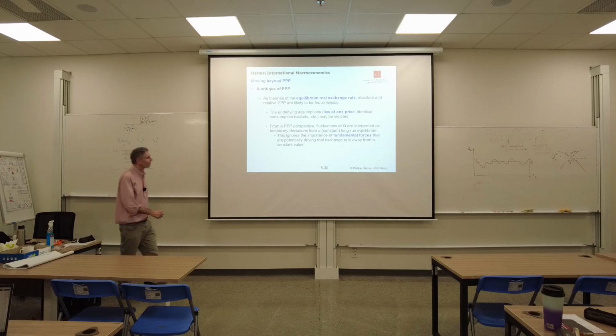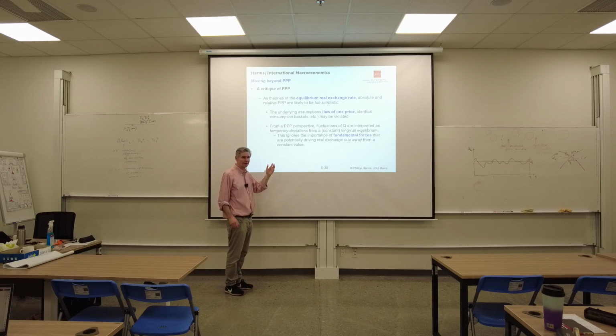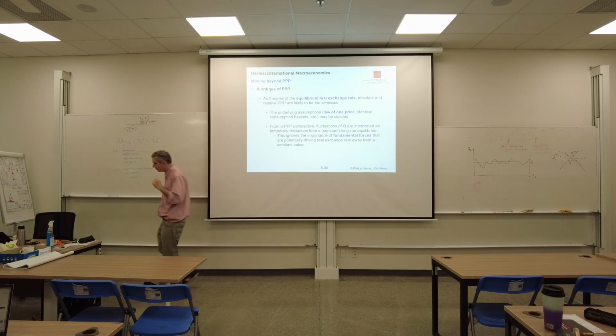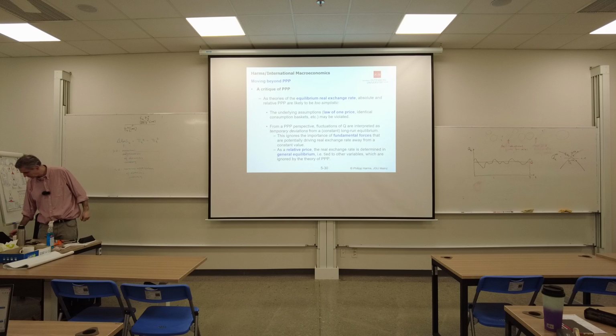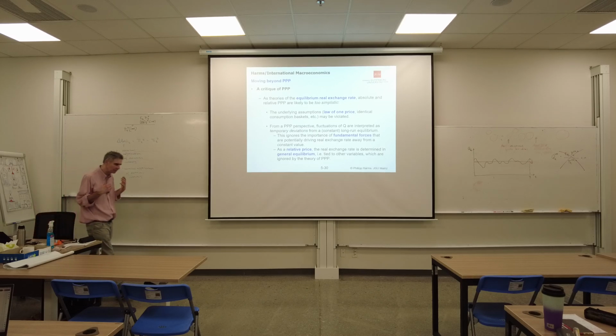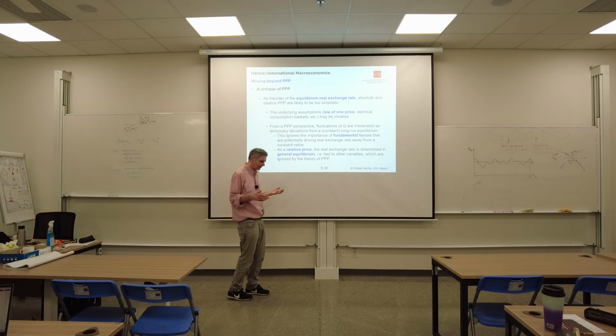In fact, what PPP ignores is that the real exchange rate, which is all about relative prices in different countries, may be driven by fundamental forces that are potentially driving the real exchange rate away from a constant value. And that's something that's particularly more important for emerging markets. So as a relative price, the real exchange rate is determined in general equilibrium that is tied to other variables which are ignored by the theory of PPP. So PPP, by the end of the day, is a partial equilibrium approach, right? It doesn't consider that in general equilibrium, everything is related to everything.